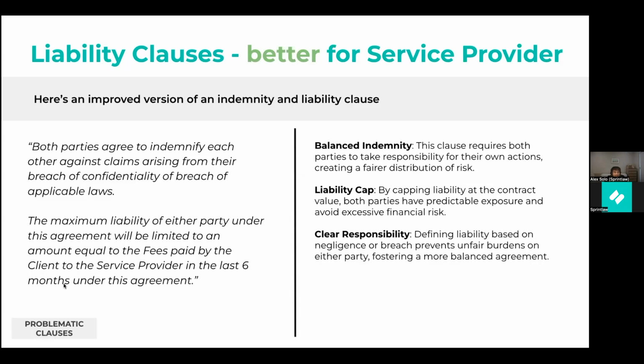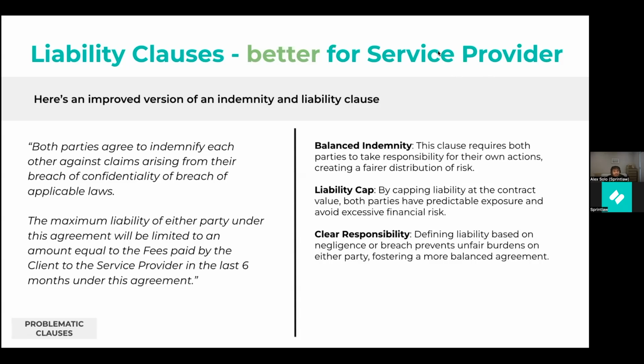There are scenarios where the client actually thinks this 6-month cap is not reasonable because you did something so bad. So sometimes you see a compromise where there's a general cap for that 6-month period, or a refund or whatever it is, but for really serious things that the service provider does, we go back to that unlimited liability or even sometimes that indemnity. And that's often where you see a compromise happen around these liability clauses.